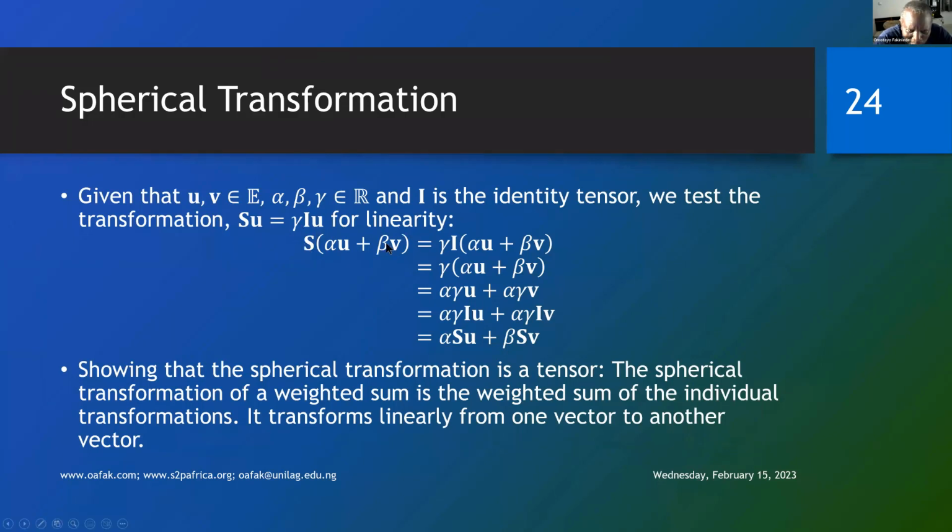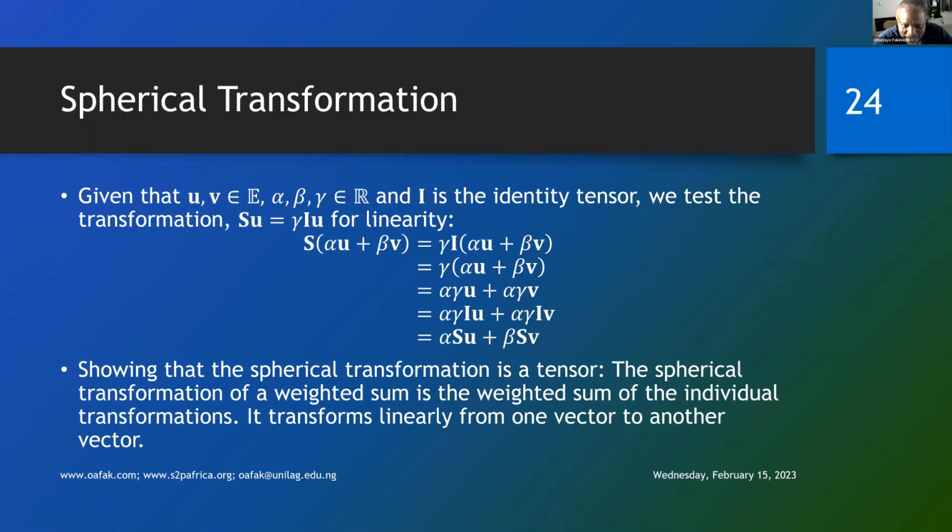If you take the left-hand side of the first line and the right-hand side of the last line, see what we are saying. What we are saying here is that if you do the weighted sum first before you do the transform, it's the same thing as when you do the transforms first and then take the weighted sum. And that shows linearity, and because what we are transforming are vectors, it shows that we are dealing with a tensor. So we have proved that the spherical transformation is linear and therefore a tensor. It contains the annihilator and also contains the identity, though it is a circular argument because it was the identity that was very useful in establishing this.